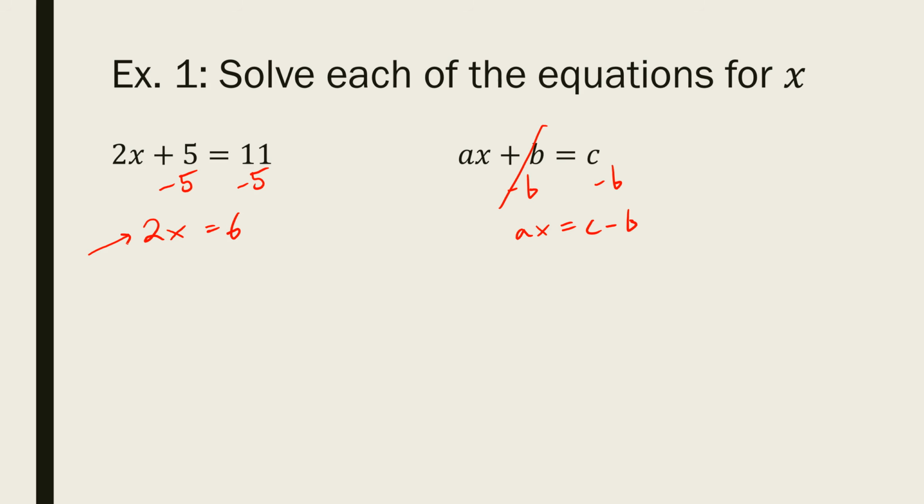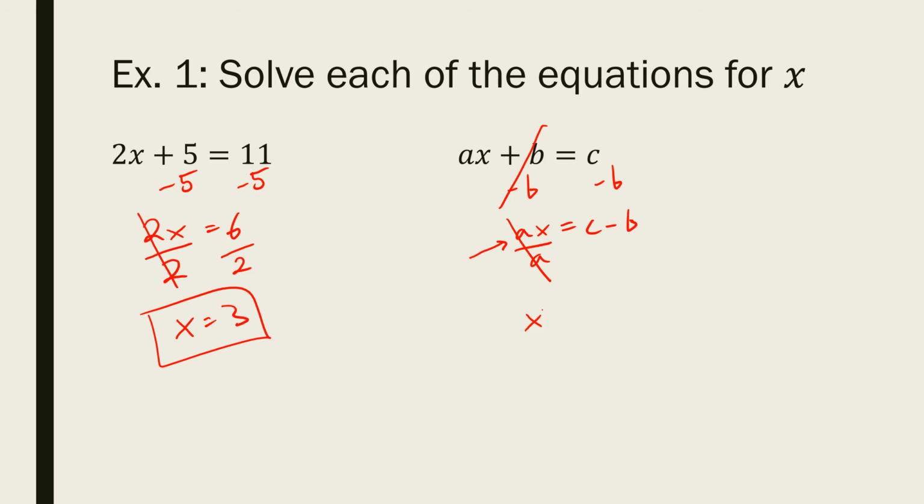Let's look over at this equation again. Now I need to cancel the 2, and since the 2 is multiplying the x, I'm going to do the opposite and divide by 2. That will cancel and leave me with x equals 3. So there would be my final answer. Here, same thing. Instead of a 2, I have an a. Let's divide by it. That will cancel here and leave me with x.